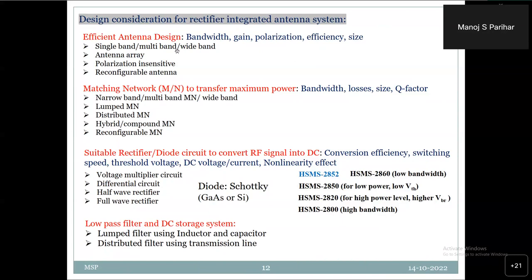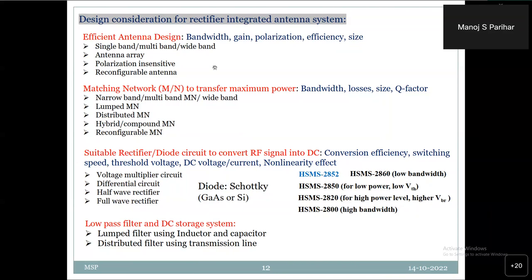Then we can have the antenna array. If you know the location of your RF source, if you identify the location of the RF source, we can design an antenna array to capture more RF energy from the particular direction. Then, if you don't know the polarization of the incoming wave, maybe the polarization may be different, you need to design some kind of polarization insensitive antenna, so you can harvest energy from any kind of polarized EM field, right?